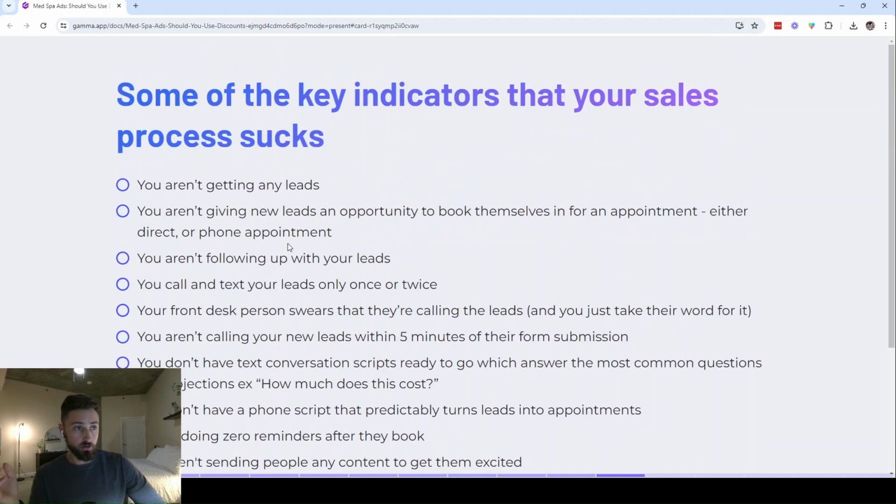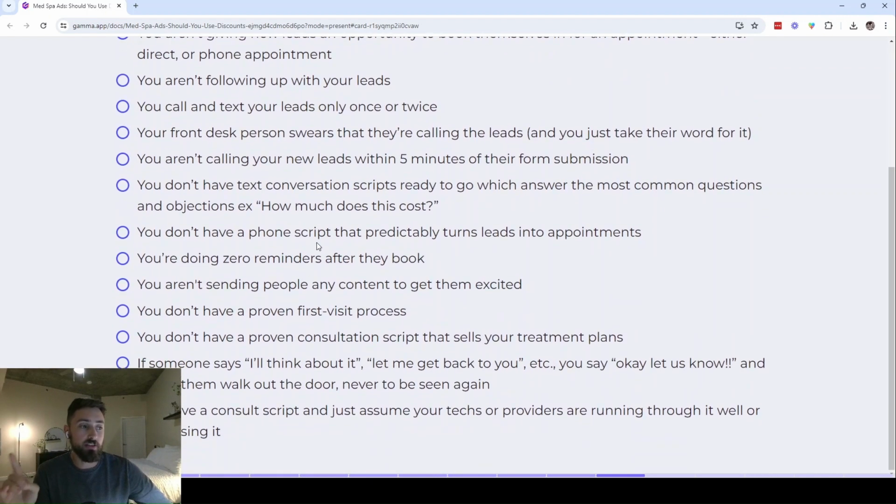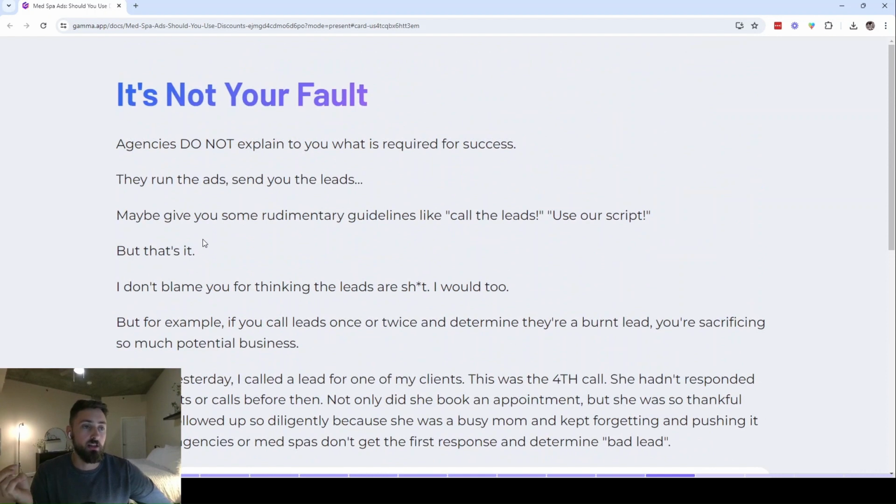So this isn't an all-inclusive list. This is just a handful of things that I brainstormed right off the top here. But if you don't have even just one of these things, then it is very unlikely that Facebook ads are going to work for you. And it's not your fault, right?